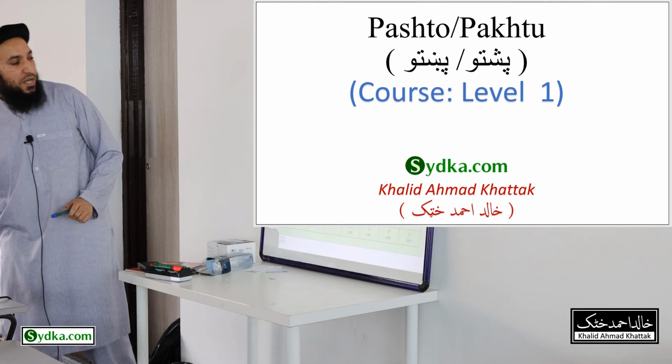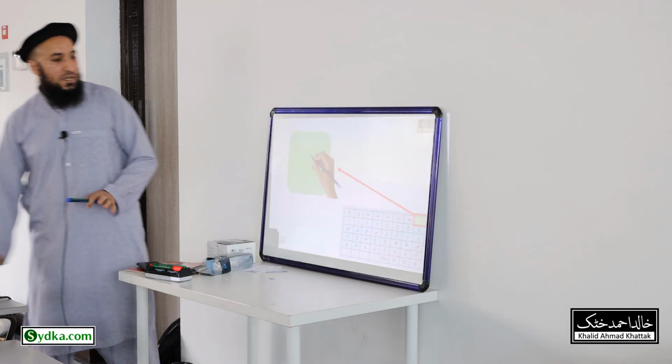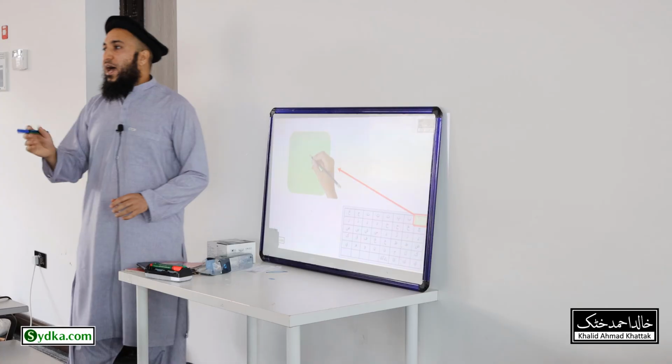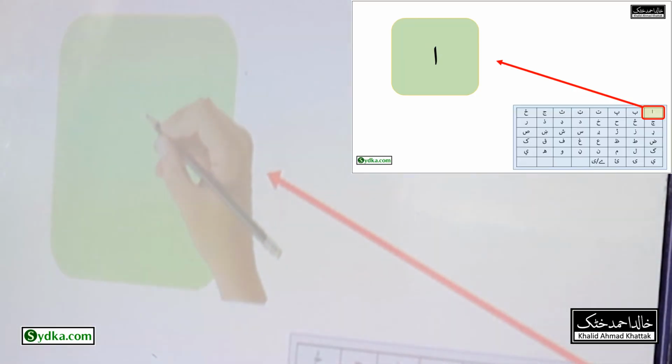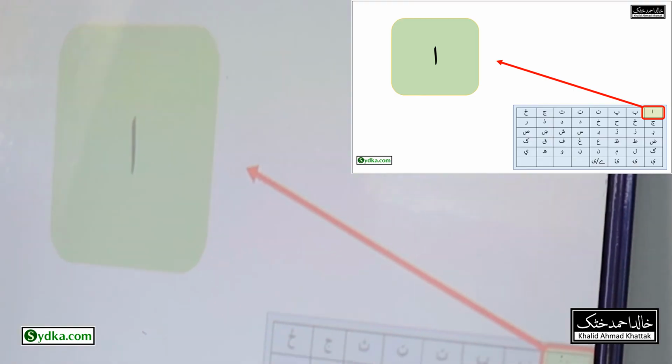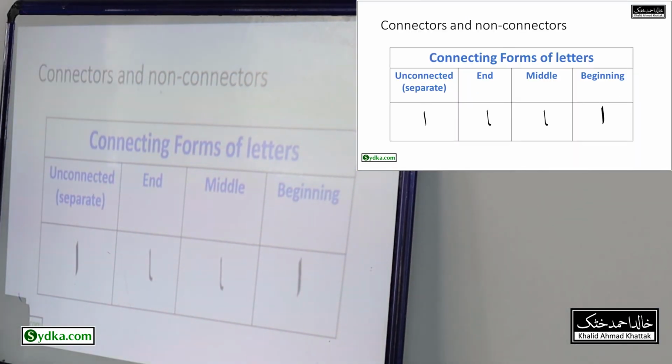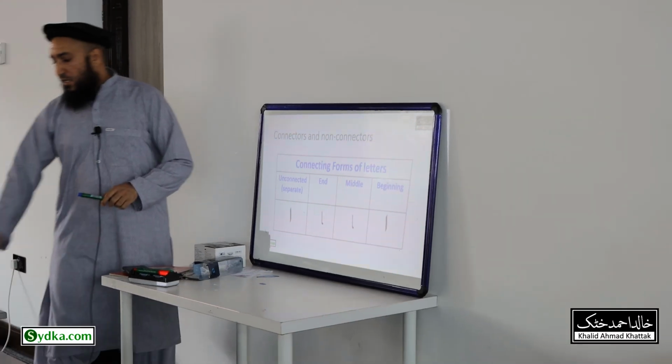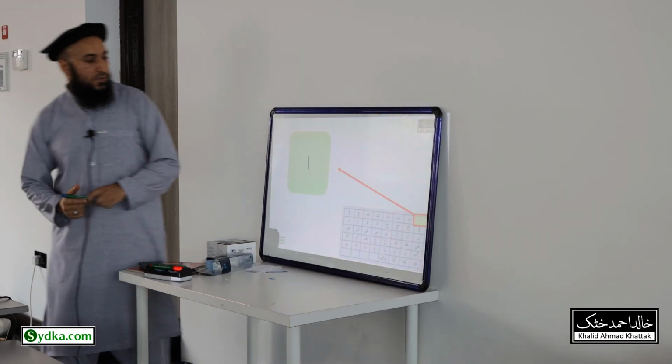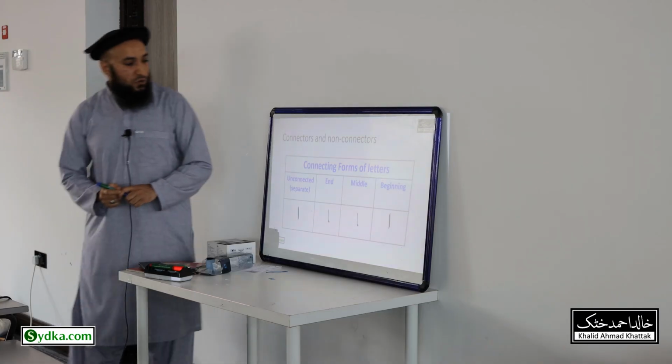What we are going to do today is writing, how to write each letter and its connecting forms. So this is how it's written, and we need to know the connecting forms, because if you don't know the connecting forms, you can't make the words from these letters. So we start from the alif, the first one. So how you write it.